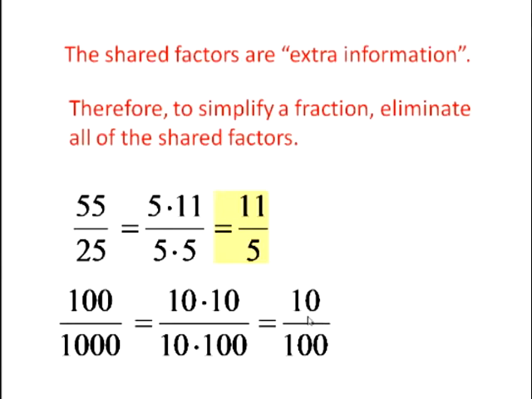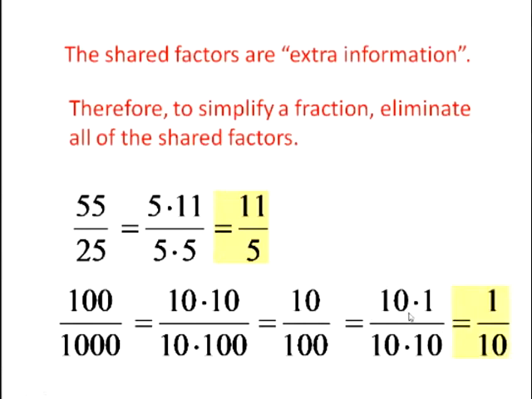Now this isn't simplified yet because they both still end in 0, so they're both still divisible by 10. So this is 10 times 1 over 10 times 10, and I can cancel out another pair of 10s right here, and I end up with 1 over 10.